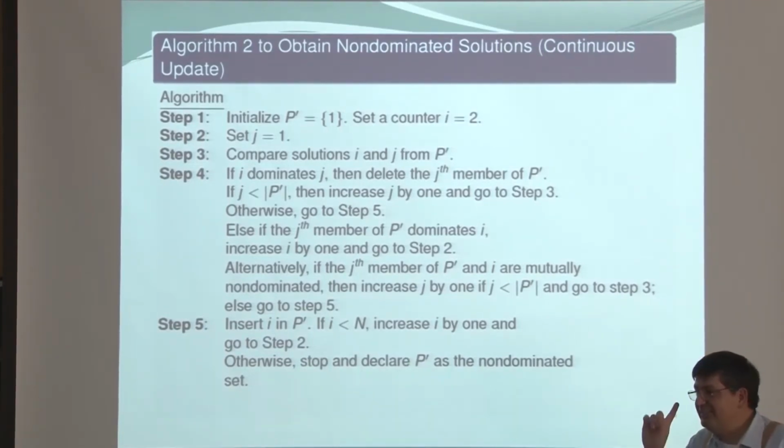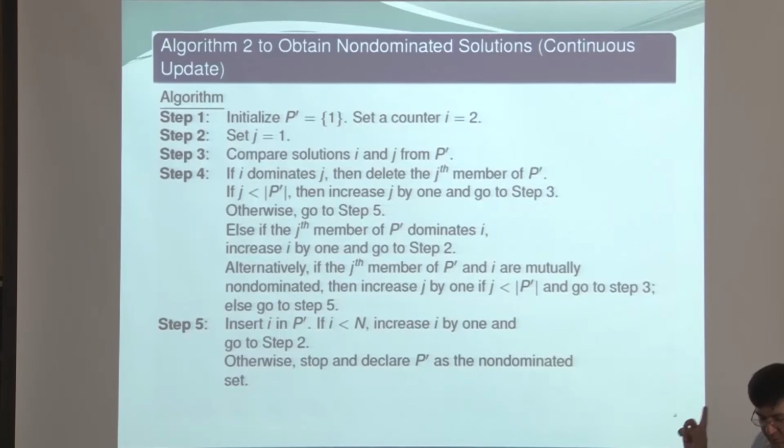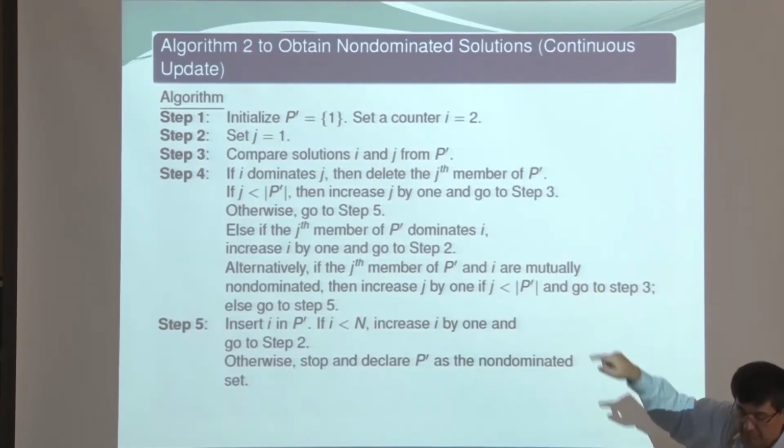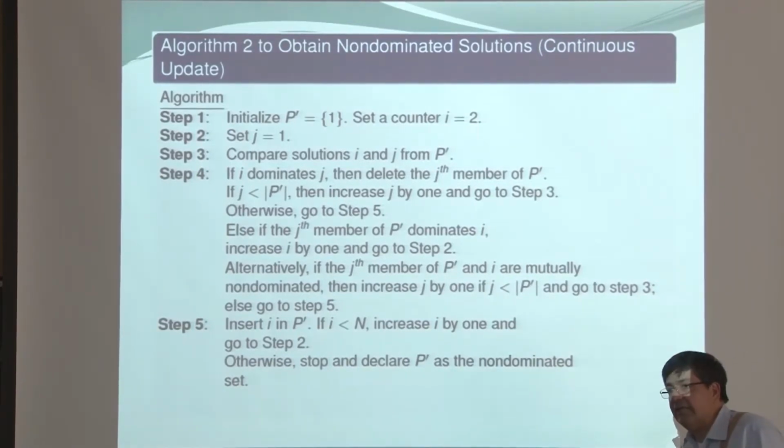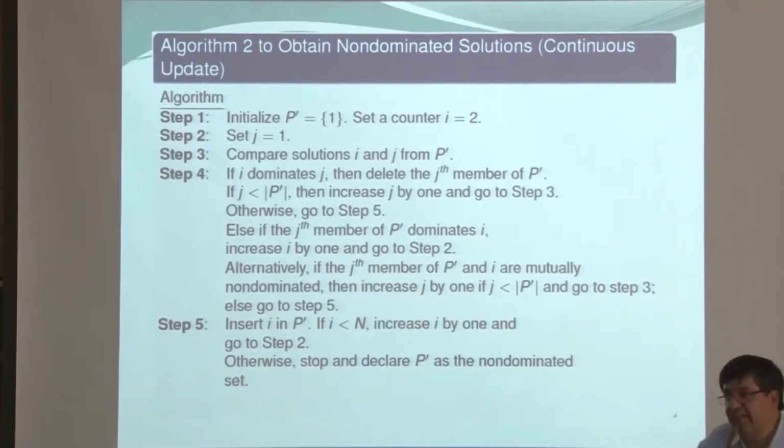Then I is 7. When I is 7, you start again, j equals 1. So you compare solution 7 with the first element of P prime. You do it in the two directions. j is 1, 2, 3, 4, 5, 6. And then once you reach 7, it turns out that the solution is dominated. So you have to remove the jth element of P prime because it dominates solution A7, the 7th solution. And that's why solution 7 never gets into the set. It never enters the set.